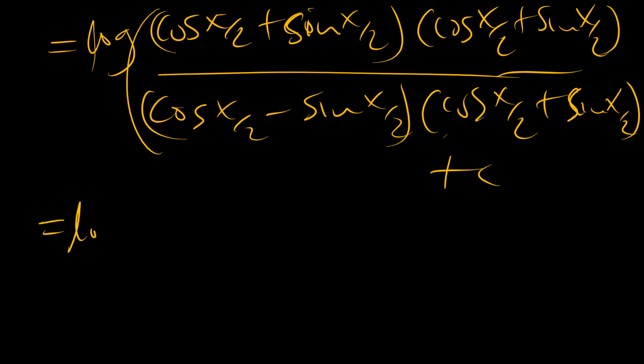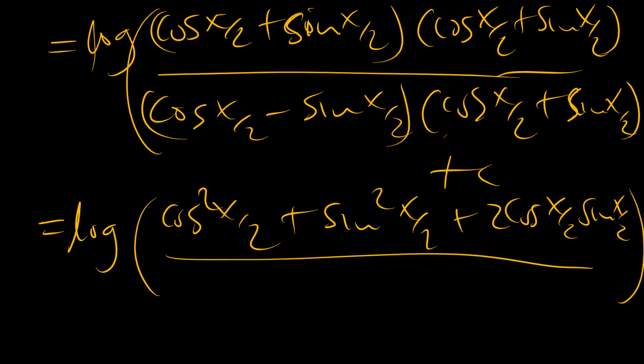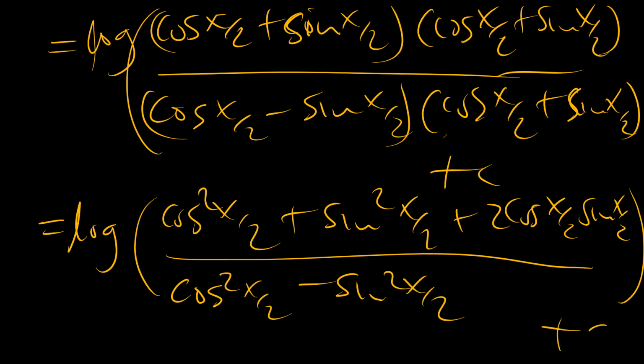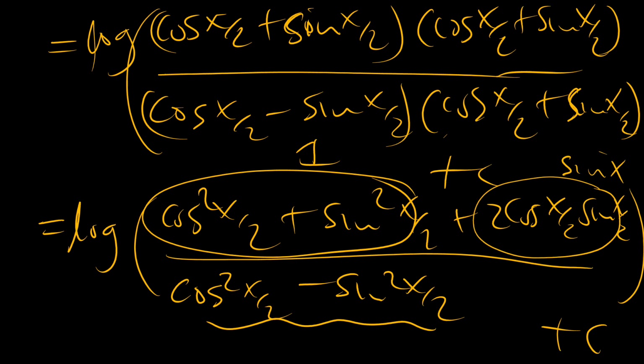So the numerator becomes log of cosine squared x over 2 plus sine squared x over 2 plus 2 cosine x over 2 sine x over 2, over the difference of two squares, cosine squared x over 2 minus sine squared x over 2, plus obviously the constant. Now this part here equals 1, the popular identity, and this part here is the same as sine x. The denominator is the same as cosine x.